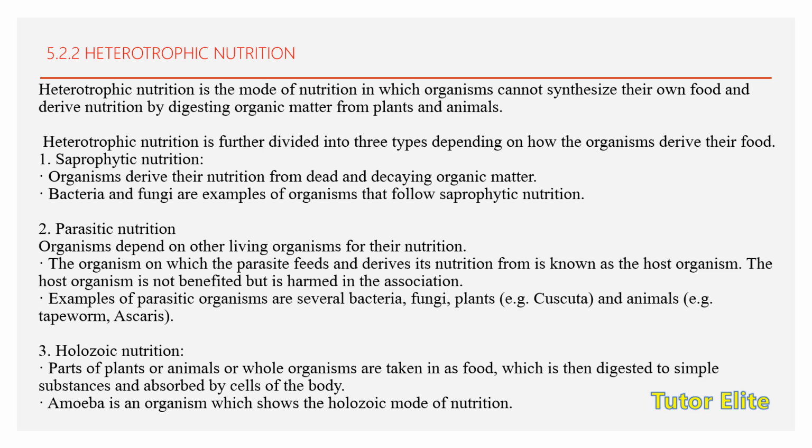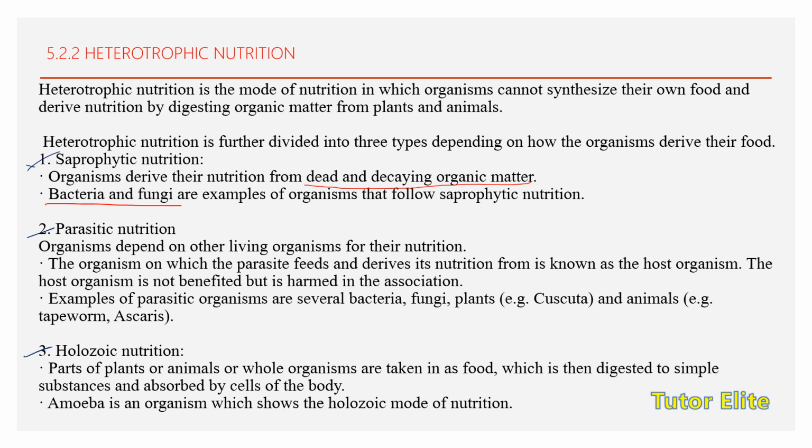Heterotrophic nutrition is a mode of nutrition in which organisms cannot synthesize their own food and derive nutrition by digesting organic matter from plants and animals. Heterotrophic nutrition is further divided into three types: saprophytic, parasitic, and holozoic. Saprophytes depend on dead and decaying organic matter.